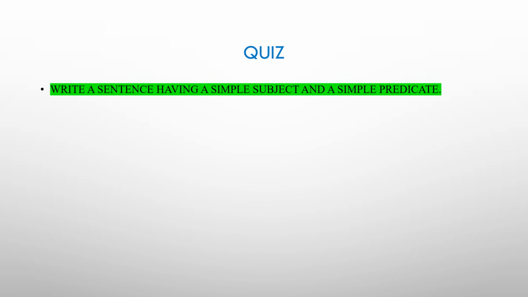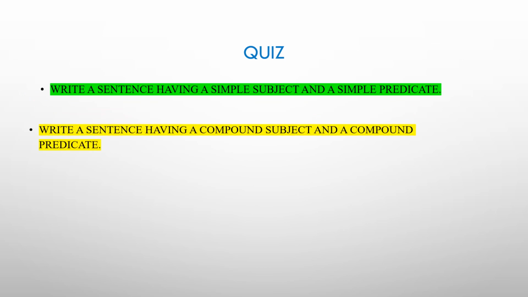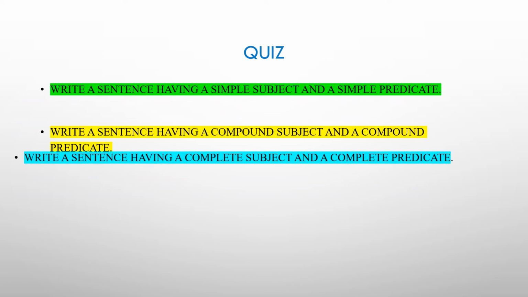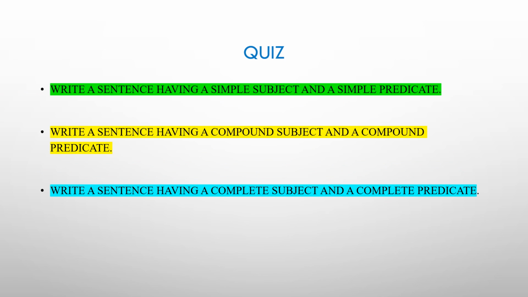Here is a small quiz for you. Number 1. Write a sentence having a simple subject and a simple predicate. Write a sentence having a compound subject and a compound predicate. And write a sentence having a complete subject and a complete predicate. So you can write this in your notebook.